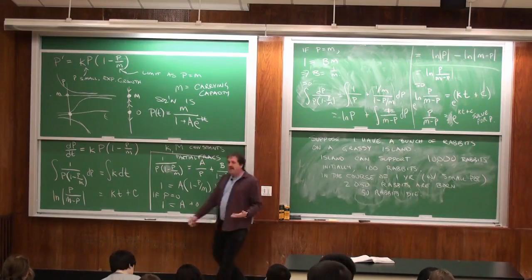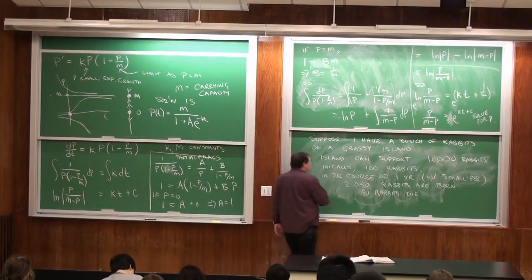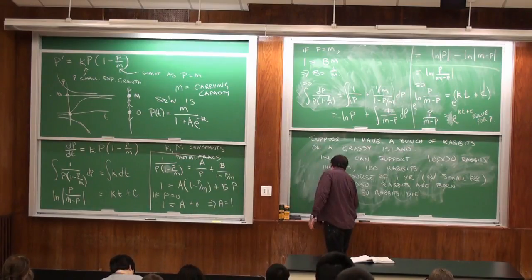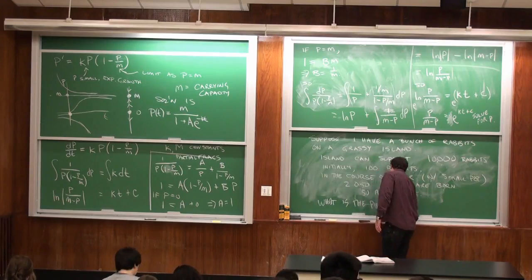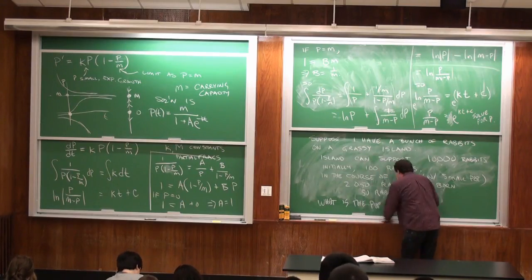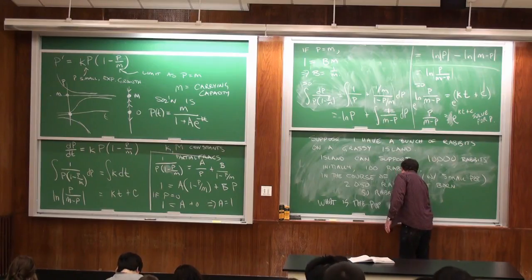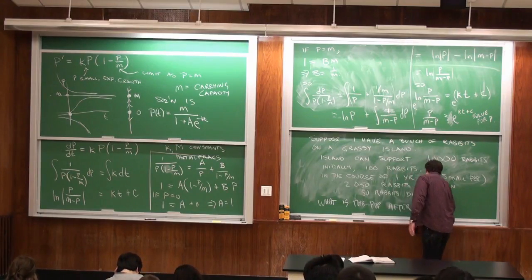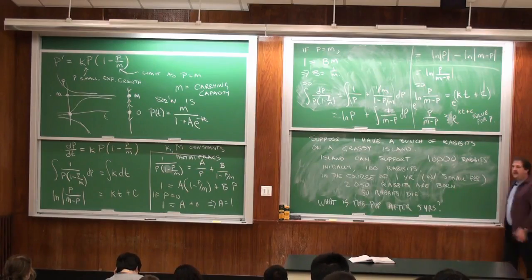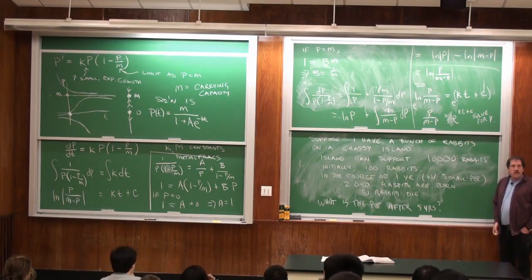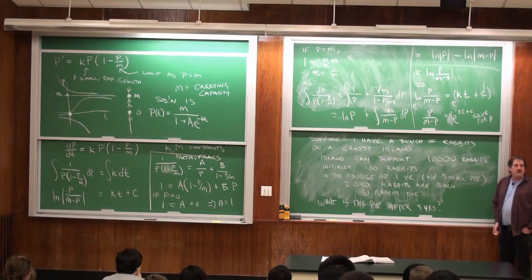Okay, so now let's figure out what is the population after 5 years? Okay, so this is a fairly straightforward problem. Can everyone do this? Is there anyone here who cannot do this? If there's no one here who cannot do this, then there's no reason for me to do it.